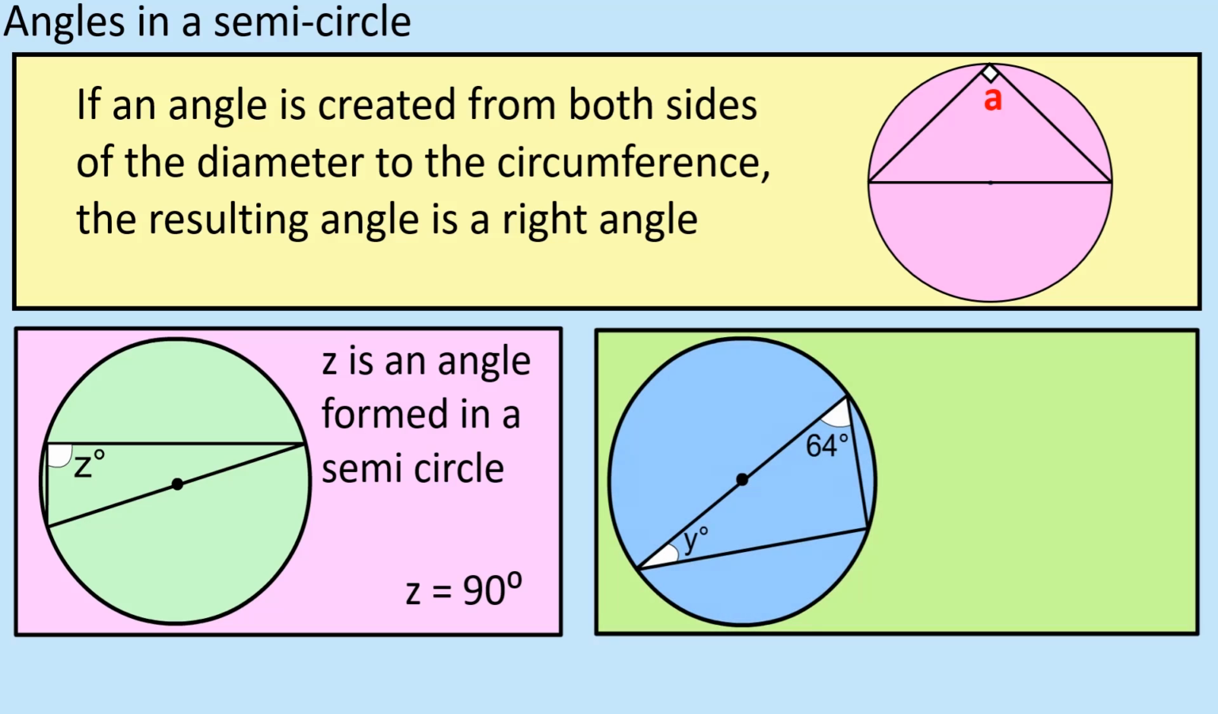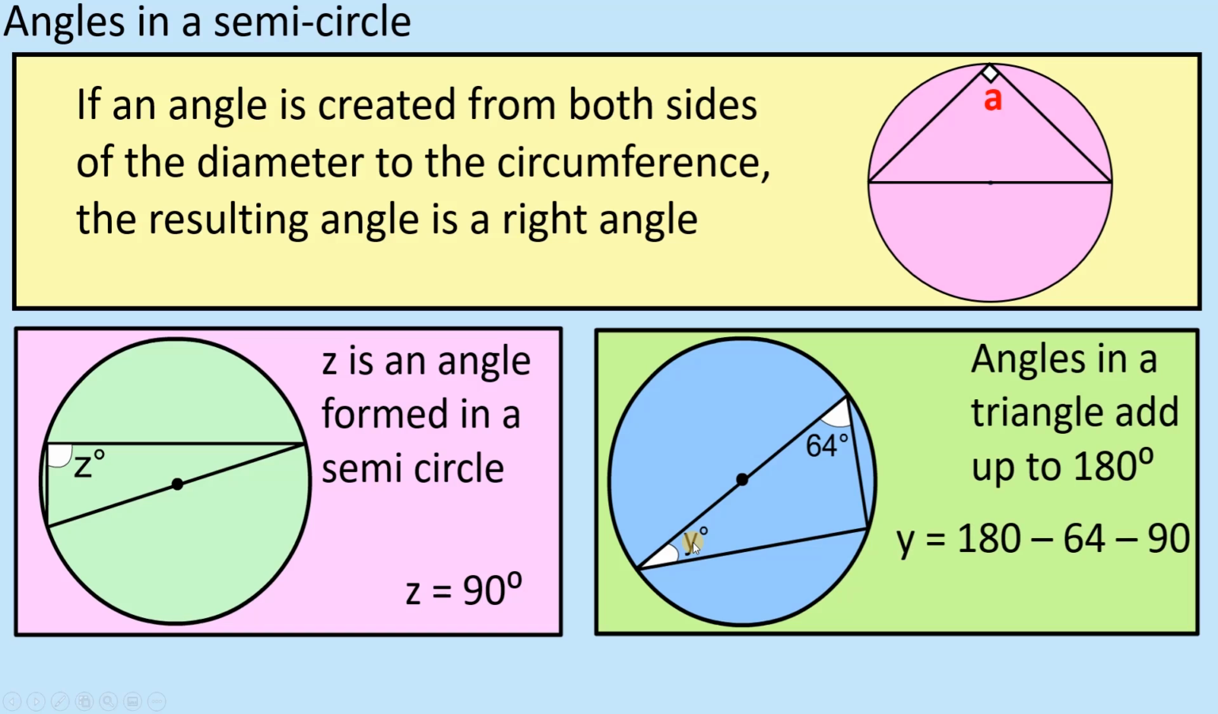Then you may have something looking like this, which again is trying to get you to use the idea of not necessarily going straight to this one, but thinking, well, this one here is 90 degrees, and then I've got a triangle. So it's now thinking about angles in a triangle that add to 180. You can start to see that other types of maths are being introduced to this. So this one over here is 90 degrees. So 180 take away these 2 is going to leave you with this one, which is going to give you 26 degrees.